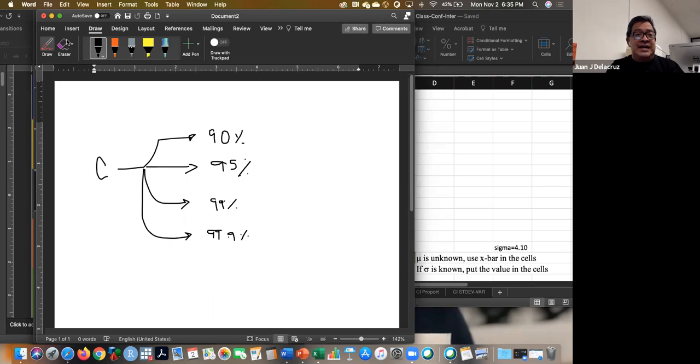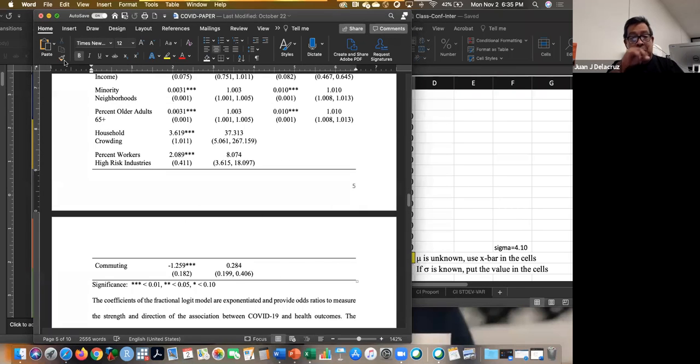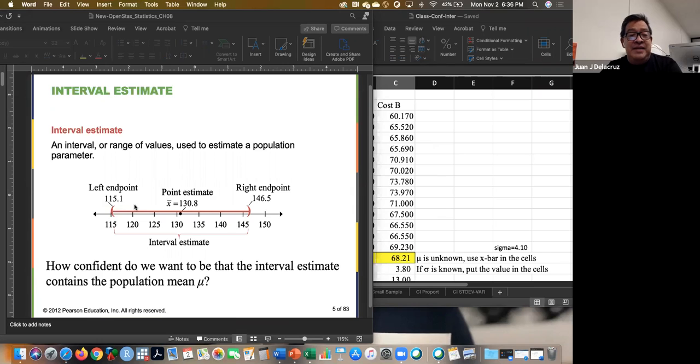So we are going to analyze this a little bit more. So we have this interval estimate, an interval or range of values used to estimate a population parameter. This is going to be my point estimate. I'm going to build this left endpoint and this right endpoint, and then I'm going to make a statement. If I choose 90%, I'm going to say I'm 90% confident that my mu lies between these 2 points. Where is it? I don't know. All I can tell you is that the true mu lies between these 2 points, right? We cannot say for sure where the mu is. We can say that we are 90, 95, or 99% confident that the mu lies between these 2 points, right?